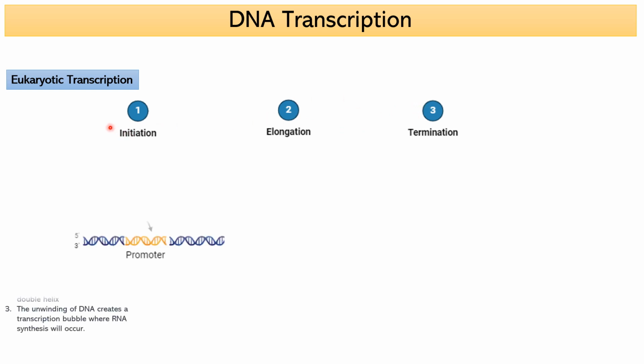Okay, so the first phase is the initiation phase, and within that phase, an enzyme called RNA polymerase. This enzyme is responsible for synthesizing the mRNA. This RNA polymerase will bind to a region of the DNA called the promoter. The promoter region is found at the beginning of the gene.